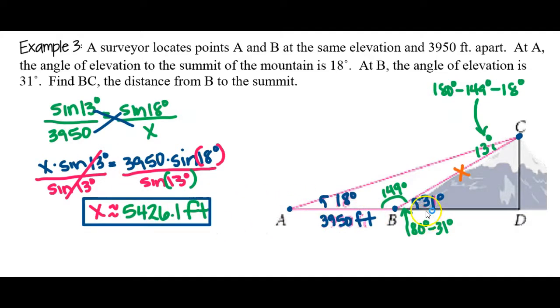This is a multi-step sine problem. We definitely had more work to do in this one than the other one. We had to use the fact that we knew the 31 degrees to come up with this angle being 149 degrees by supplementary angles. And then once we had that, we had enough information to use our law of sines and find the missing length. They actually asked for the length of BC, so technically I should be writing my answer as BC is approximately equal to 5,426.1 feet.